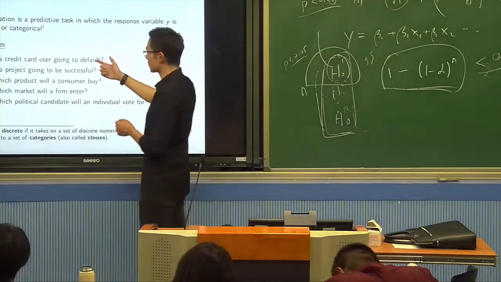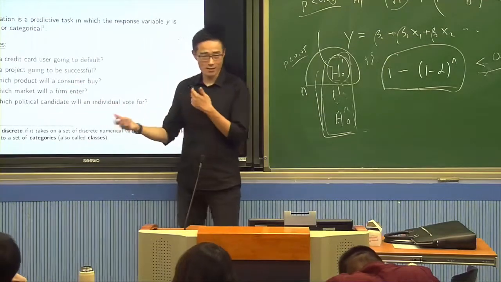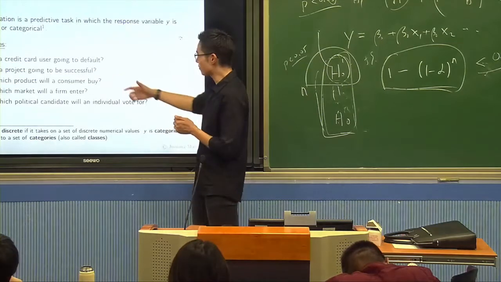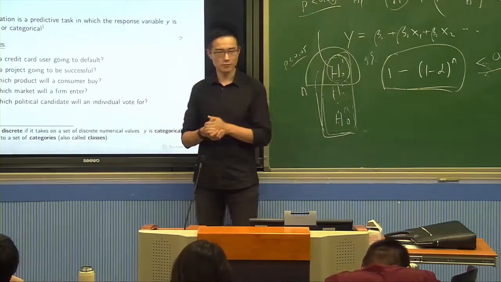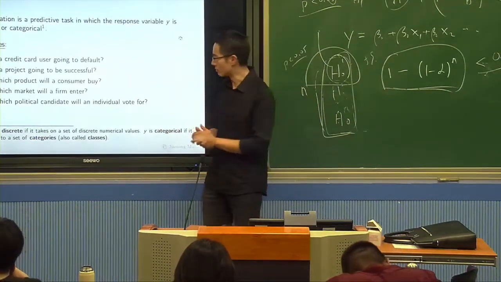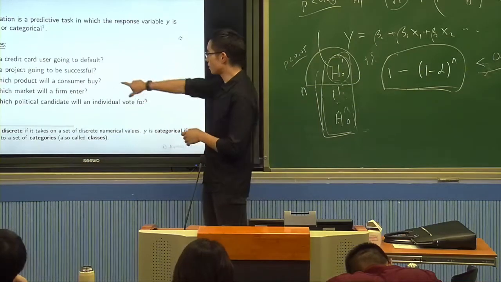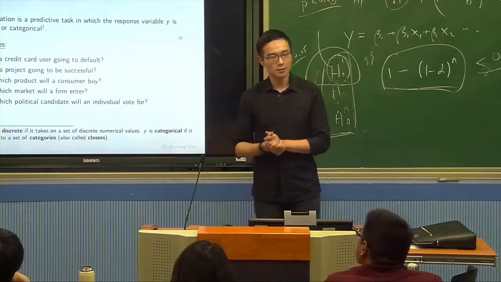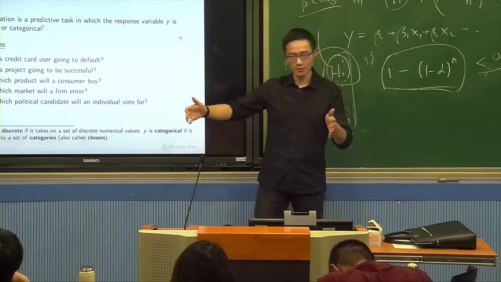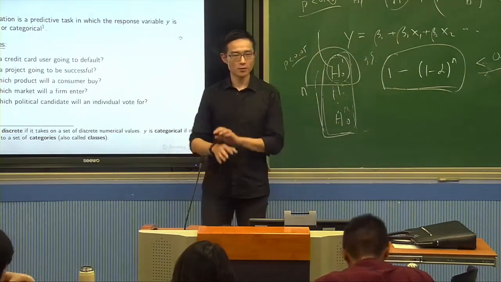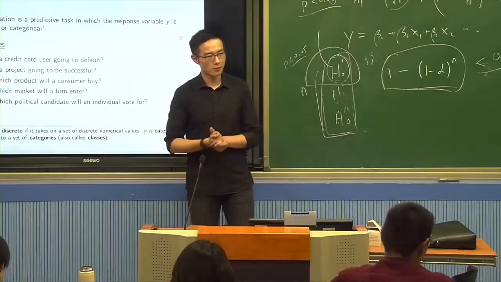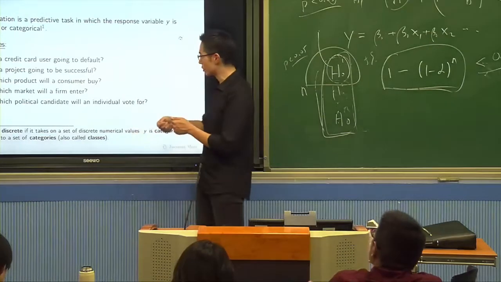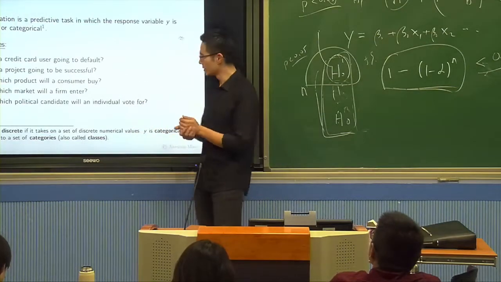Is your credit card user going to default or not default? It's a 0, 1 question, with 1 being default, 0 being not default. Is your project going to be successful? 0, 1. It's a classification problem. Which product will a consumer buy? Will the consumer buy this car, that car, or that car? That's a classification because the choice is discrete. There are only, let's say, 10 or 20 different models of the car that the consumer is considering, so predicting which one he or she will choose is a classification problem.